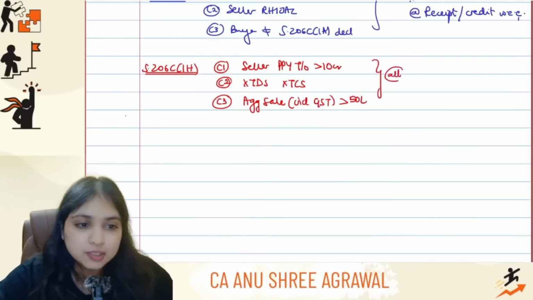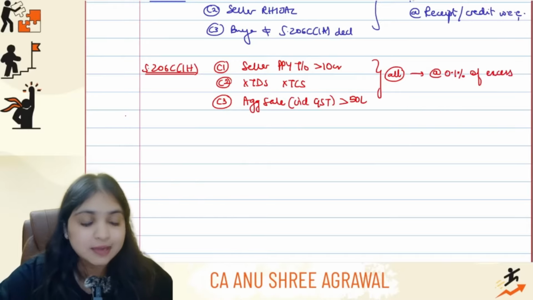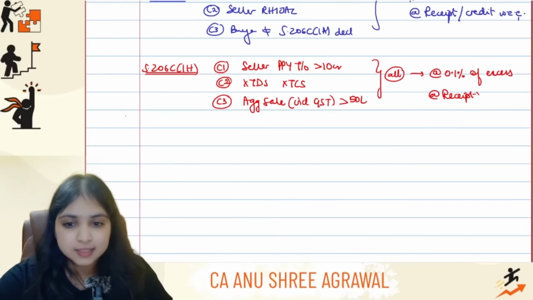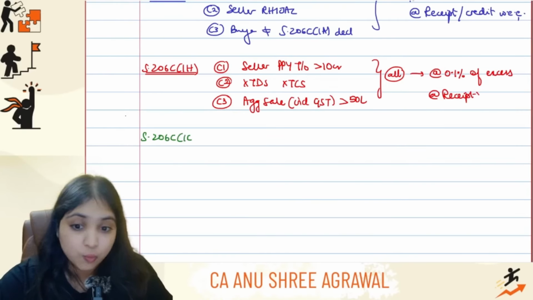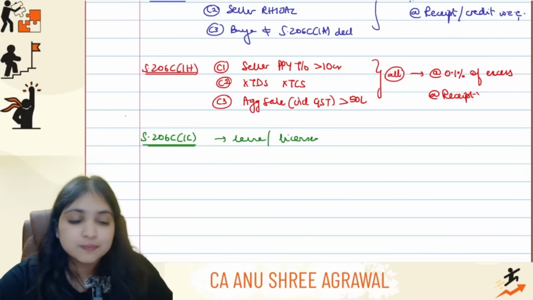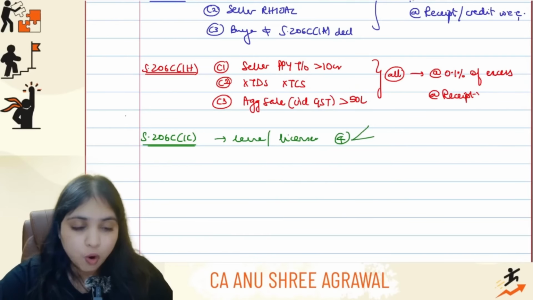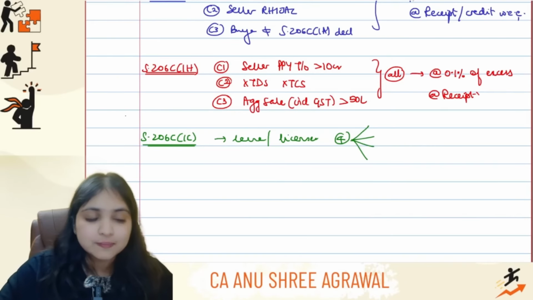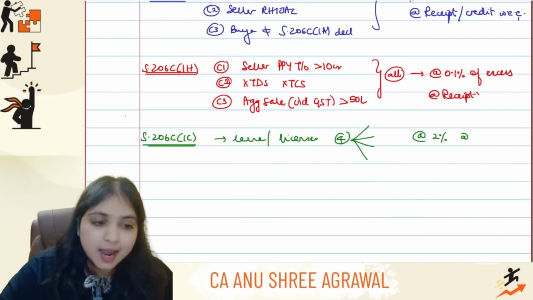So if all these conditions are fulfilled, then TCS at the rate of 0.1% will apply, but 0.1% of the excess above 50 lakhs. And when will this be collected? At the time of receipt. Okay. Then after this, our next TCS section was section 206C1C, where we spoke about lease or license. Lease or license of how many things? 4 things, guys. We had mine, quarry, toll plaza, or parking lot. So any of these things, lease or license, TCS will be at the rate of 2% at the time of receipt or credit, whichever is earlier.